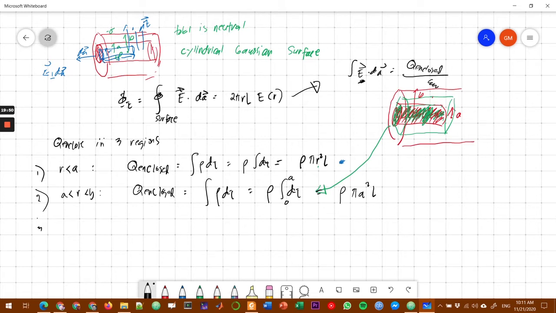Now let's go to R is greater than B. What will be the Q enclosed? So wala na siya calculation kay mao naman ta nga ang total charge outside kay ang total niya we have neutral. So ang Q enclosed just 0. Okay? By this time, we can now apply the Gauss's law.